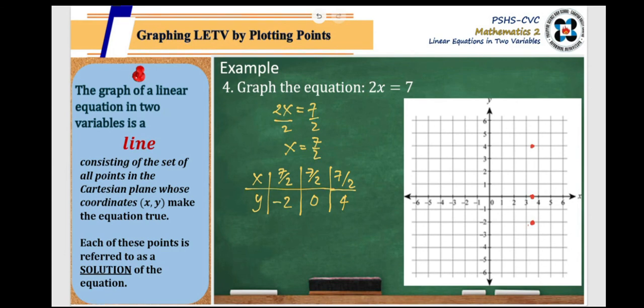And then after plotting the 3 points, we are now ready to connect these points with a straight line. And of course, do not forget to draw the arrowheads. Then after that, we label this as the equation 2x equals 7. Now, what do you observe with the equation's graph? Okay, so here we can observe that the graph of 2x equals 7 is a vertical line passing through x equals 7 over 2.